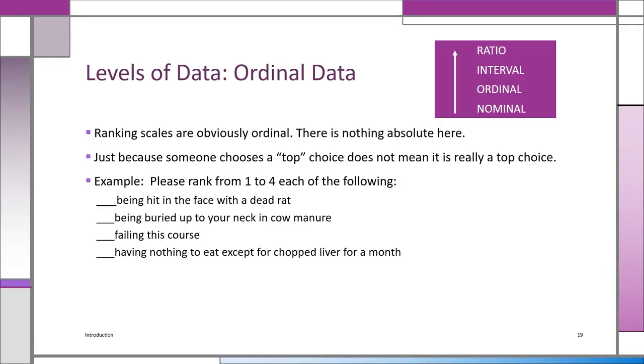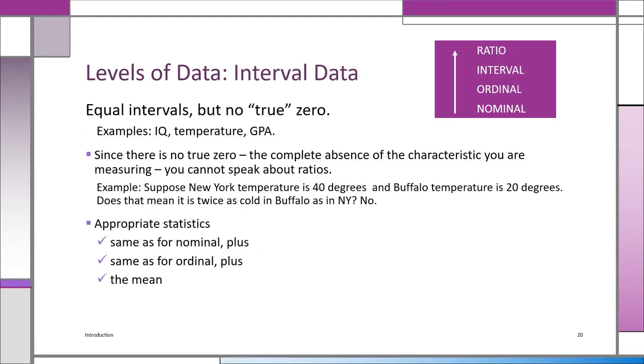Now we have a higher level of measurement, interval data. An interval level of measurement. The intervals are now equal, but you don't really have a true zero. For example, temperature or IQ. In most test scores, there's not a real zero. Like with temperature, the zero is arbitrary.